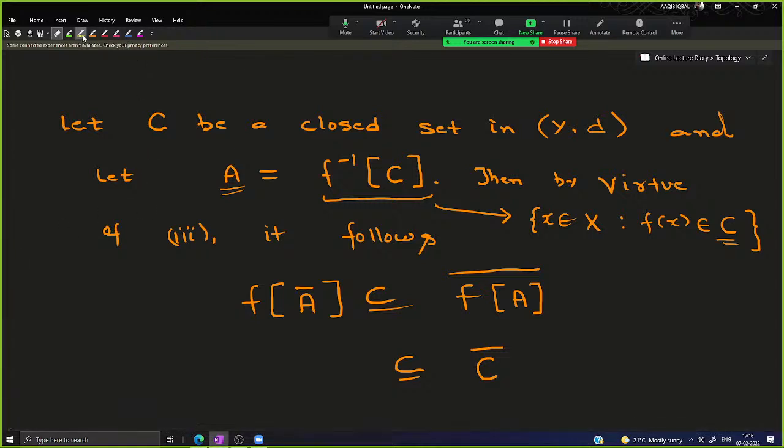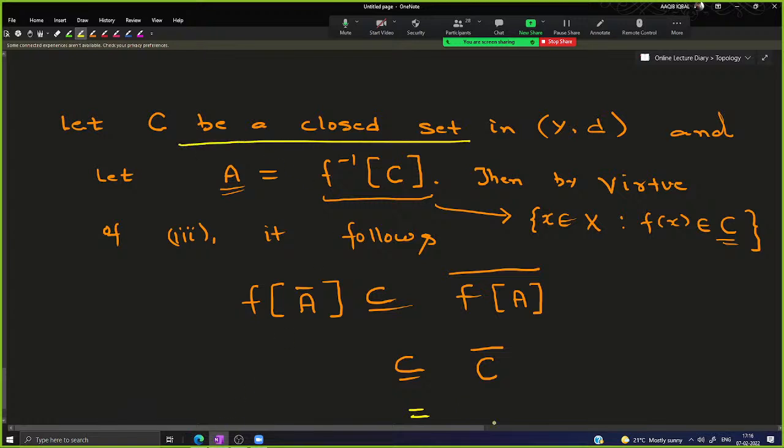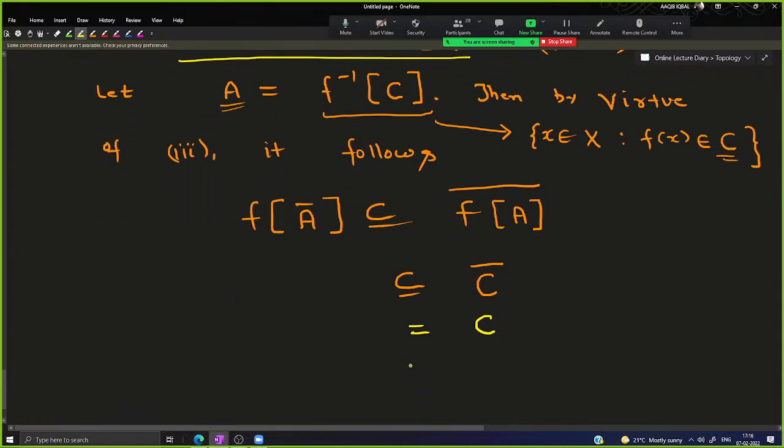But what is C closure? If I ask you what is C closure, because C is closed, so C closure will be C. ठीक? So that means मैं आपसे यही कह रहा हूँ. Therefore f of A closure, which basically is this, ये किसके बराबर आएगा एक्चुअली?